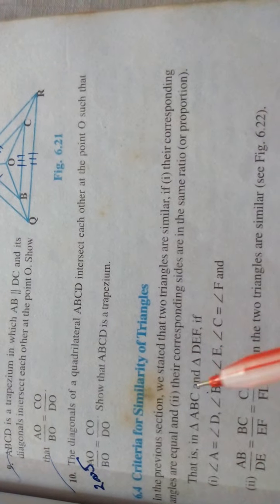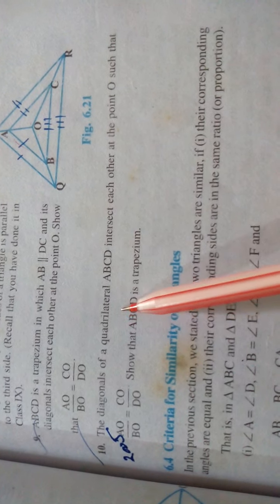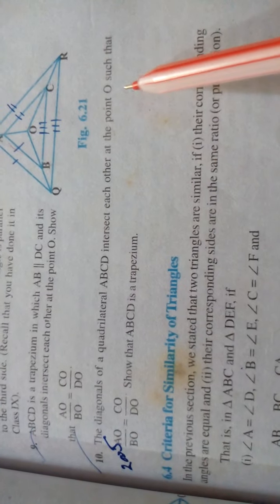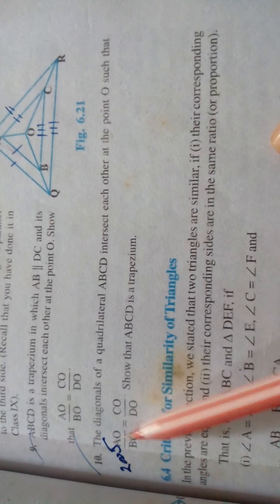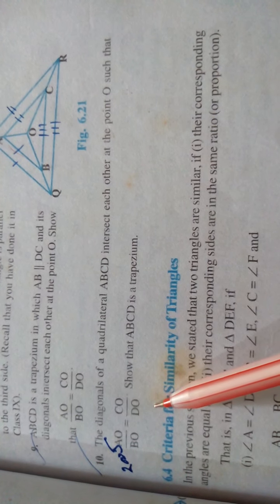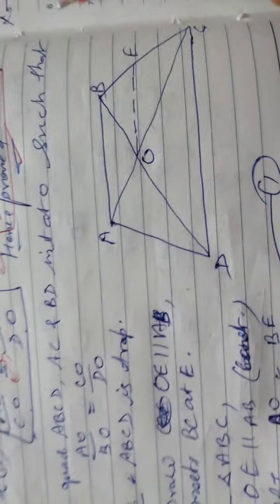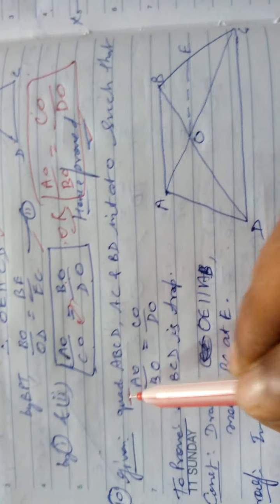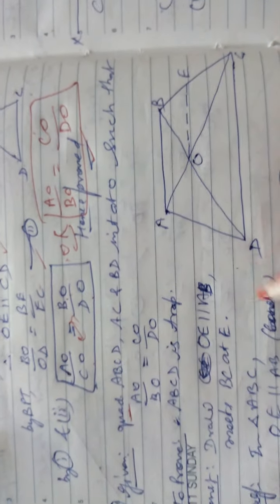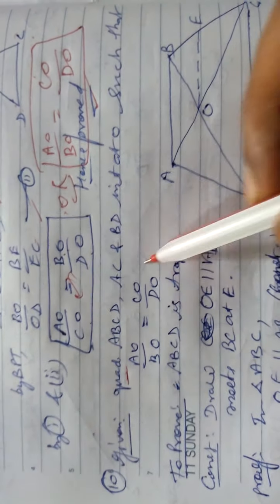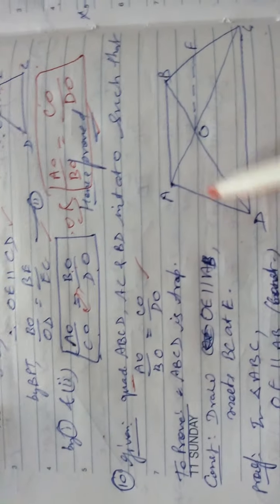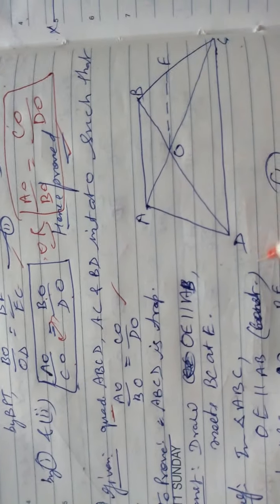Now question number 10. In question number 10, the converse of this question is given. The diagonals of a quadrilateral ABCD intersect each other at a point O, such that AO upon BO is equal to CO upon DO. It is given so that ABCD is a trapezium. In this case, you will draw and write the given. It is not a trapezium, it is a quadrilateral ABCD, but you want to prove the trapezium, so you will draw the figure of a trapezium. AO upon BO is equal to CO upon DO is given. AC and BD intersect at O.